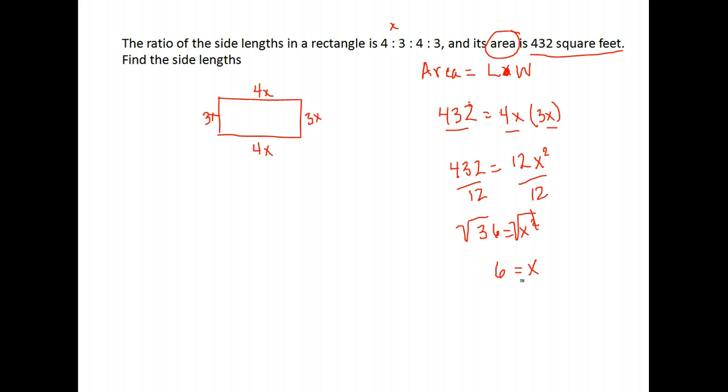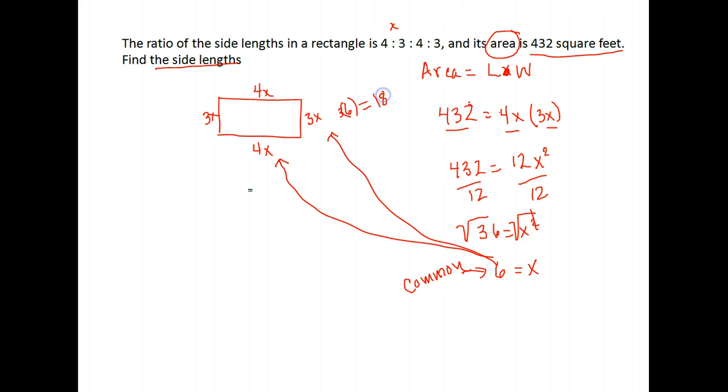So this is our common factor. Okay, that's the common thing we have that created our ratio. They want to know what are the lengths of the sides. So we go back and put that back in here for our x. Substitute back in. This side would be 3 times 6, which is 18, and the bottom here would be 4 times 6, which is 24. So the lengths of our sides are 18 and 24.